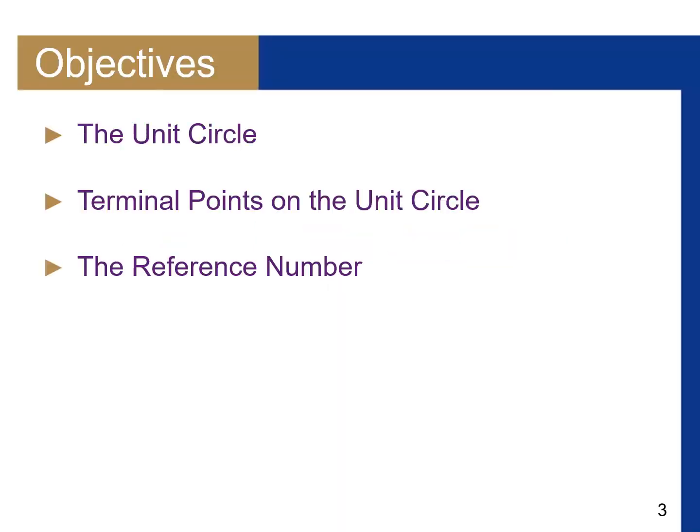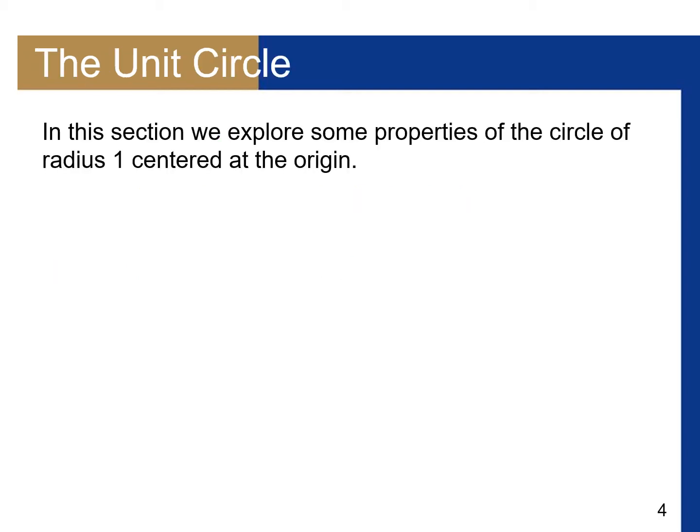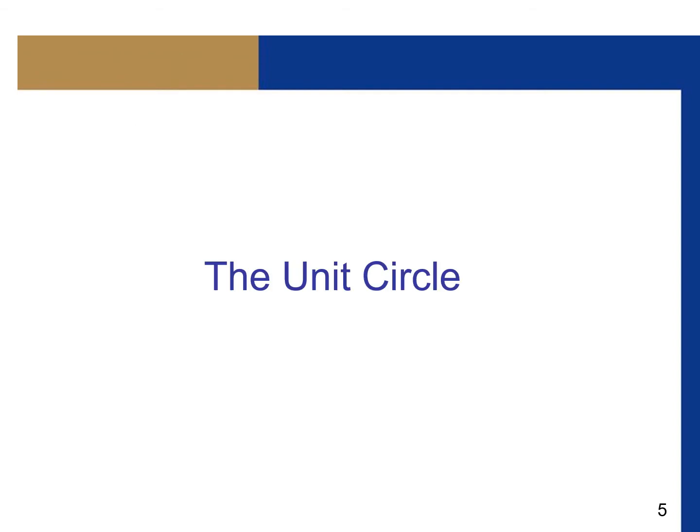So we'll look at the unit circle and terminal points on the unit circle and what is called reference number. In this section, we'll explore some of the properties of the circle of radius 1 centered at the origin. That is why it's called the unit circle, because 1 is 1 unit of measurement.